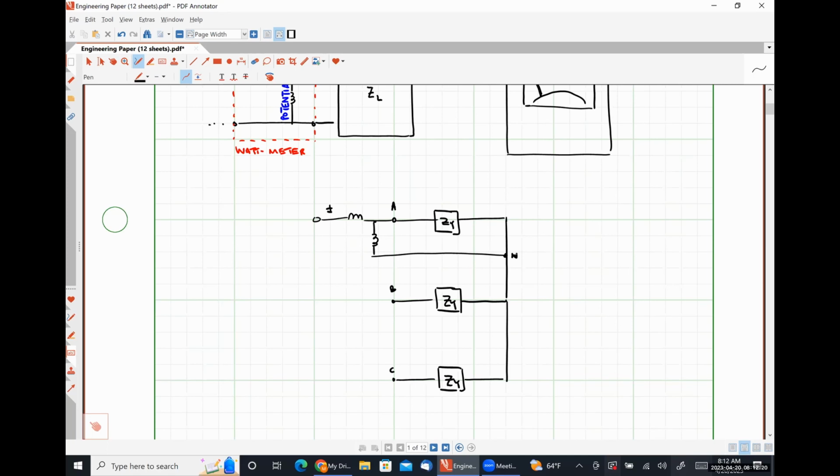Or we could do line current and line voltage, but then we'd have to deal with the fact that it's going to be a square root of 3 relationship instead of a 3 times the measurement type thing, okay?